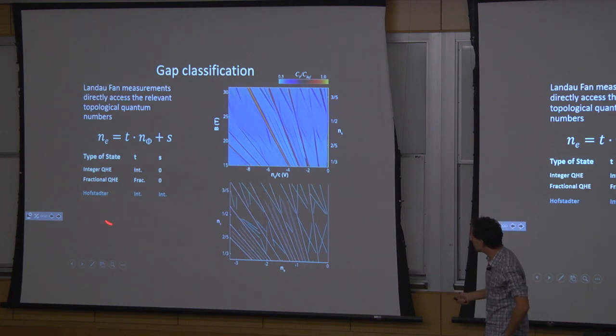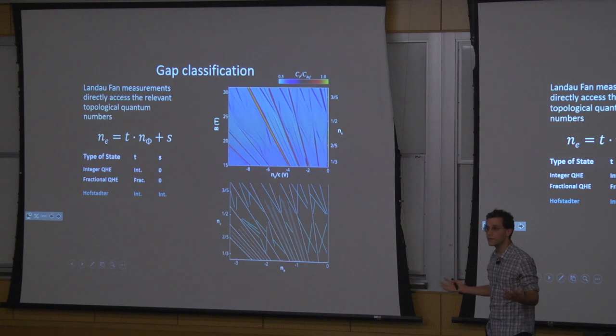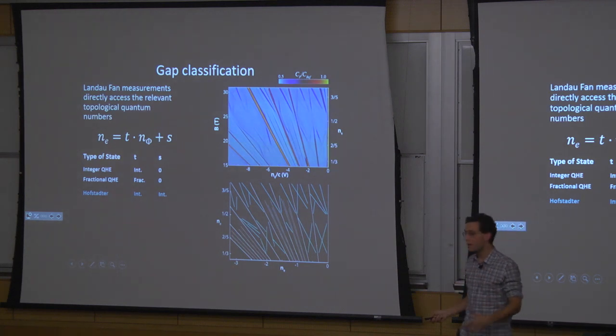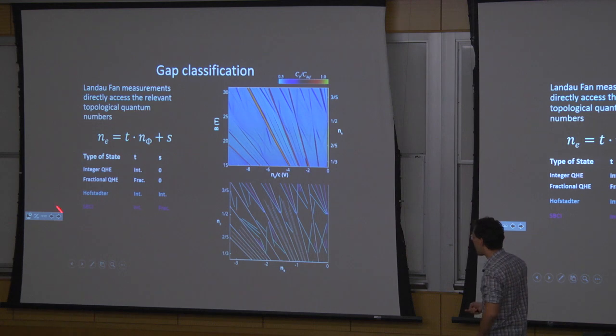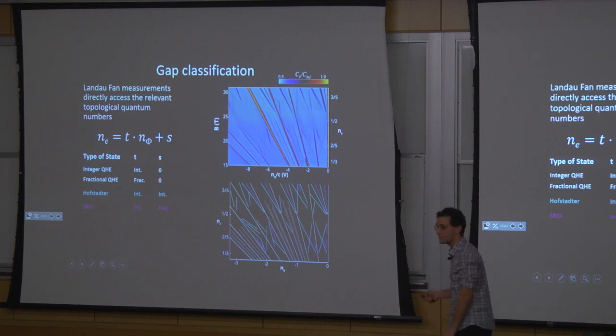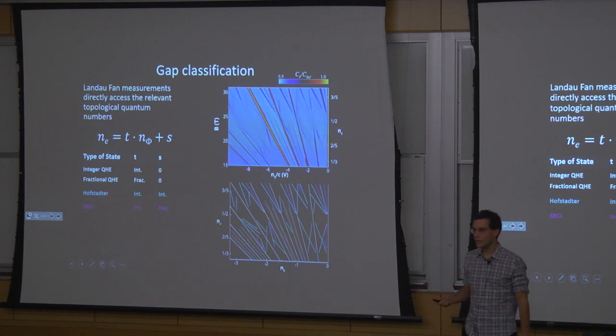Then we've got some of these gaps that have integer t and integer s. That's the Hofstadter butterfly. That's all of the different gaps in the Hofstadter butterfly. Pretty clear. But there's a bunch of gaps that don't fit into this pattern, and that's kind of the new thing in these very clean samples. In particular, there are gaps that have integer t, so integer quantized Hall conductance, and fractional s. That's sort of strange. And then there are ones that actually have both of these fractional.